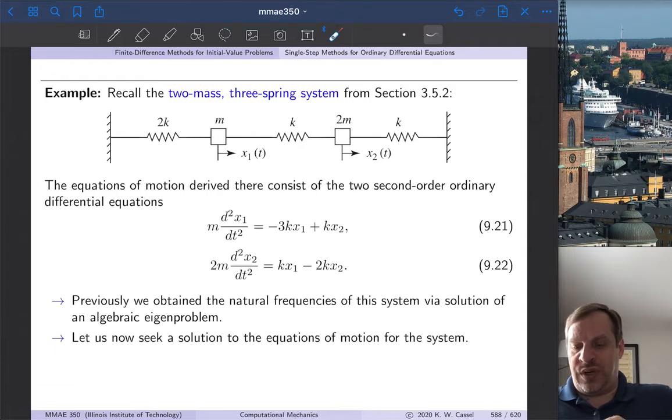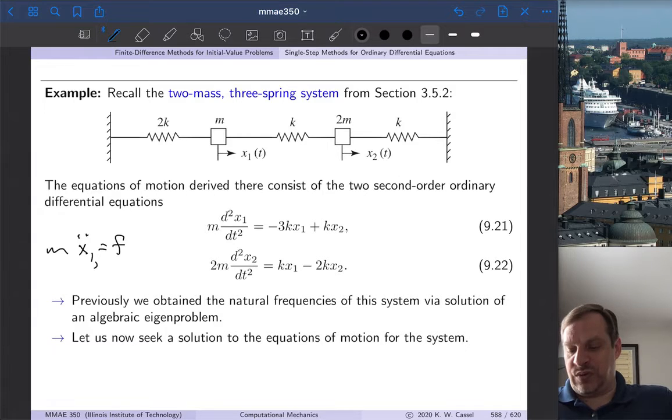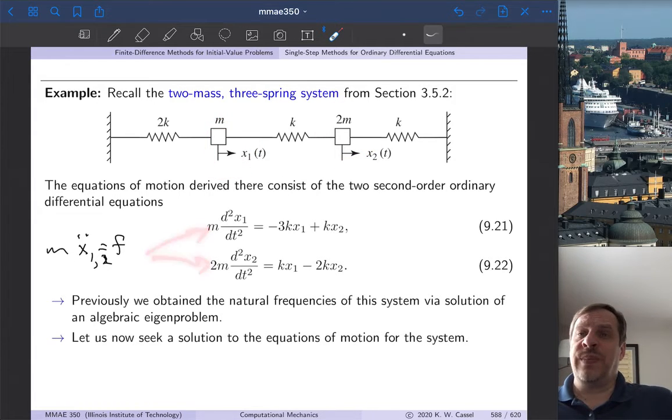So at that time, we looked at free body diagrams for these. m x1 double dot is equal to f. So these were free body diagrams, and we applied Newton's second law to them for each mass, and that led to these two governing equations. So I wanted to show this example because now we have two second order equations. We need to convert those to a system of first order equations.